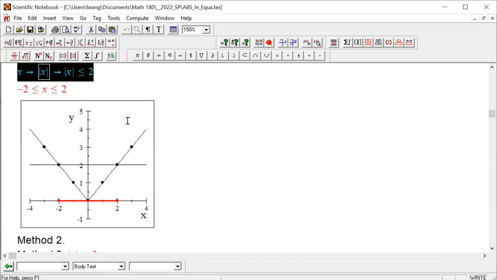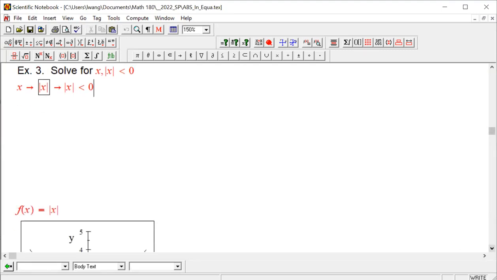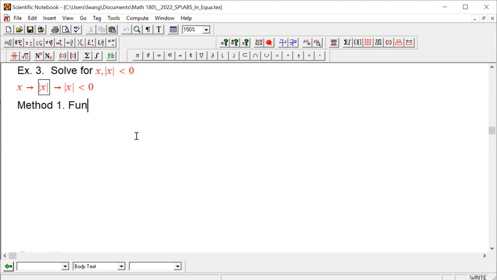Instead of the output being less than or equal to 2, or less than 2, this time we want the output to be less than 0. So it's really the same narrative. It's just that the requirement is slightly changed. The if statement is changed. If the output is less than 0, what are all the solutions? And the function perspective, let's look at method 1. What is the function perspective?